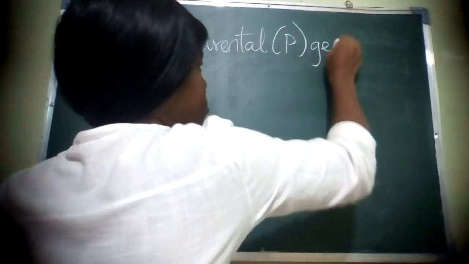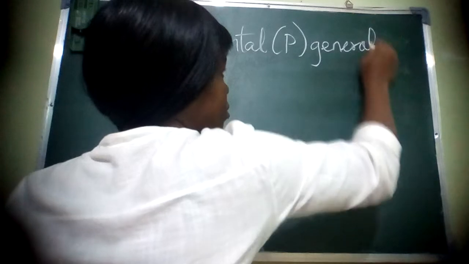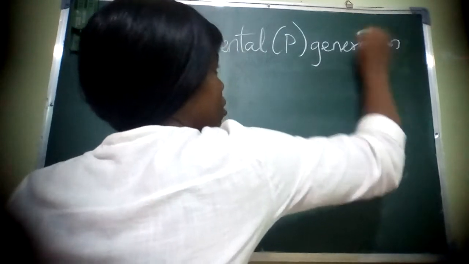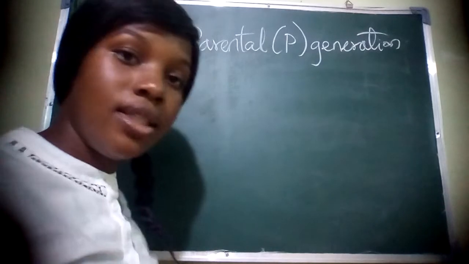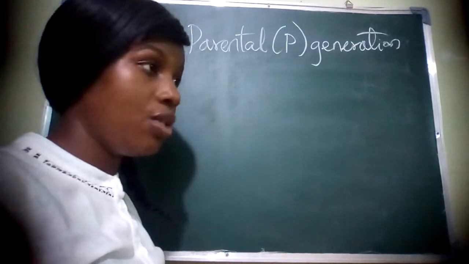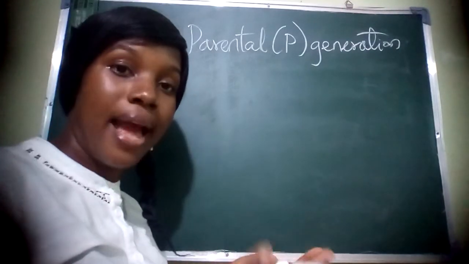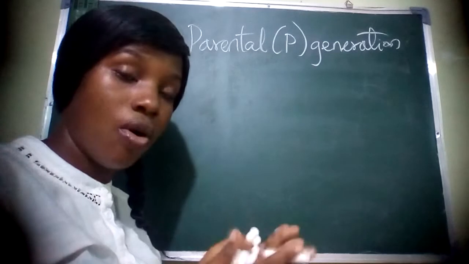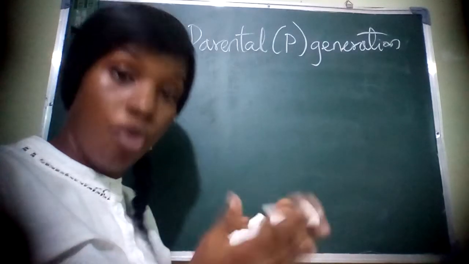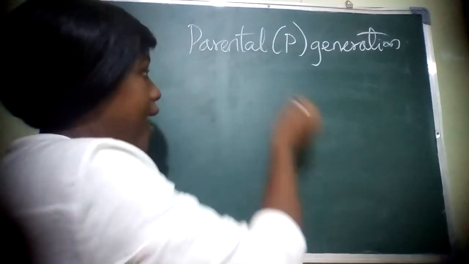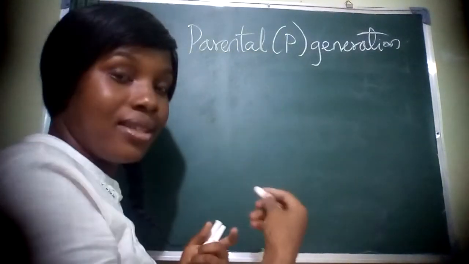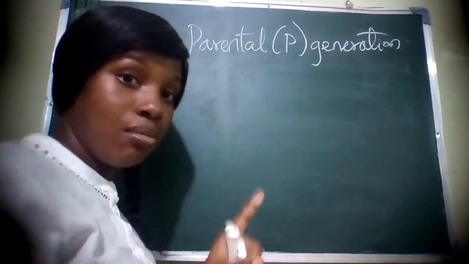That is the parental generation. The organisms or individuals that make up the parental generation are the individuals that you bring and cross in your hybridization cross. Those are the organisms you bring together, and usually they have contrasting forms of the same traits.